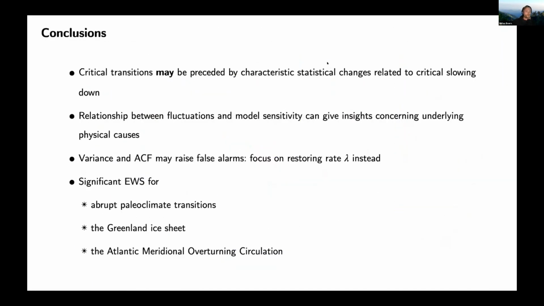Similar things can also work for the AMOC. And so to conclude, yes, critical transitions may be preceded by characteristic statistical changes that we relate to critical slowing down, the so-called early warning signals. And then the relationship between fluctuations and model sensitivity can really give us insights concerning the underlying physical causes. And we showed you significant early warning signals for the Greenland ice sheet and skip the rest due to the lack of time. Thank you very much.